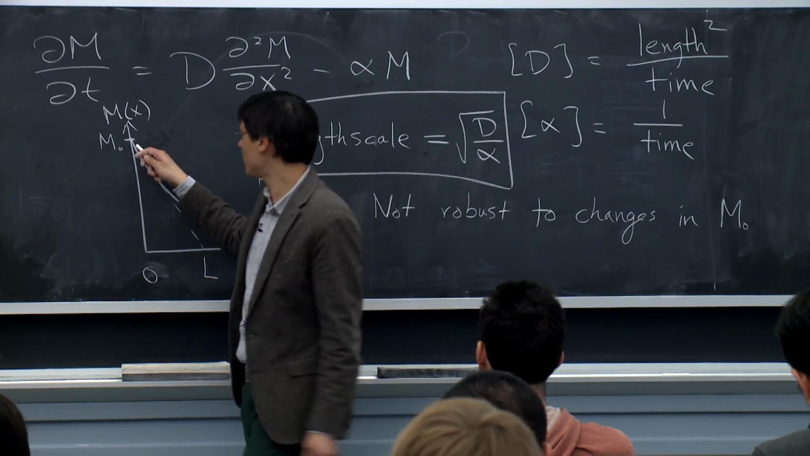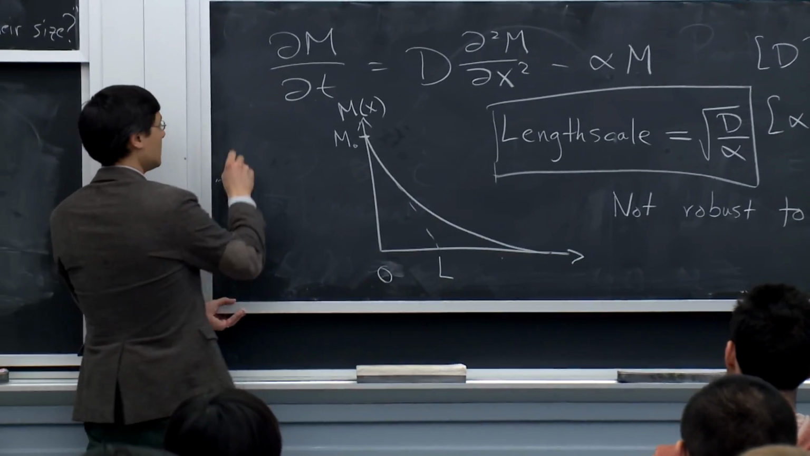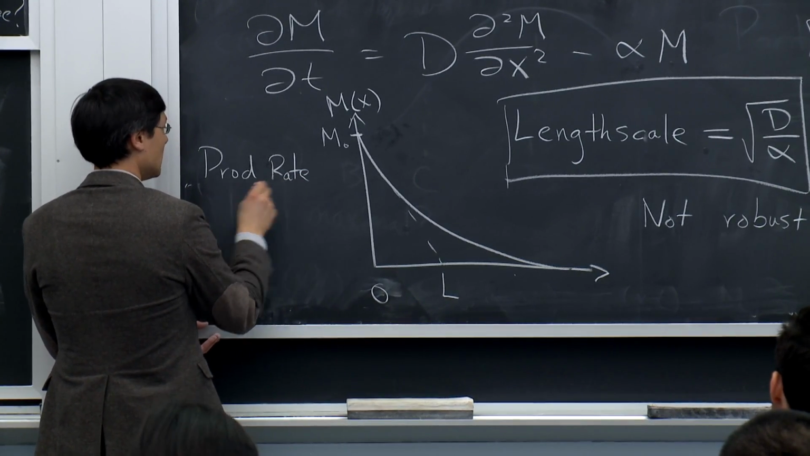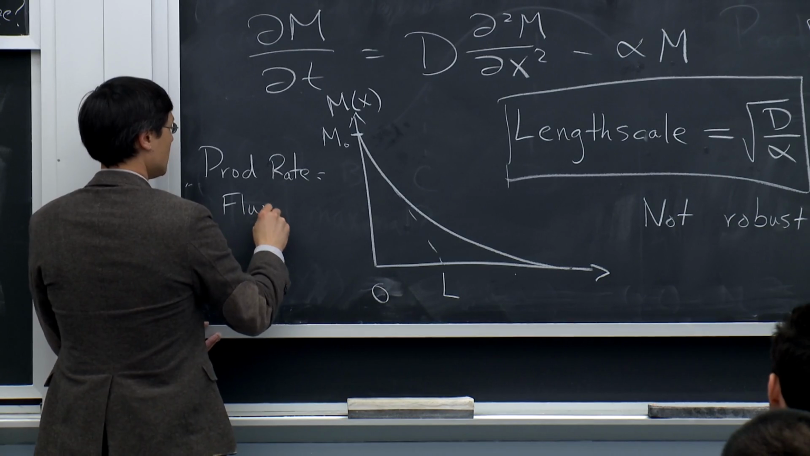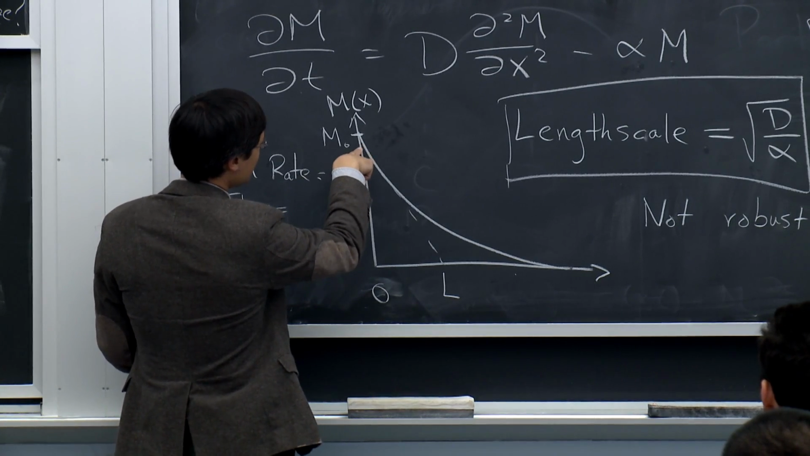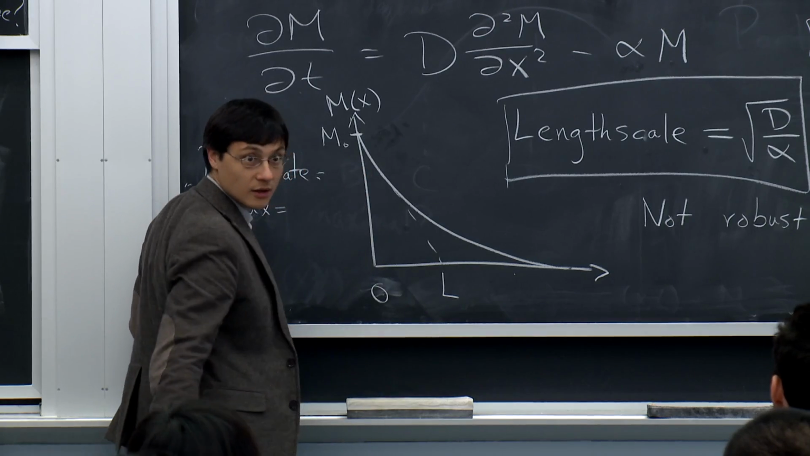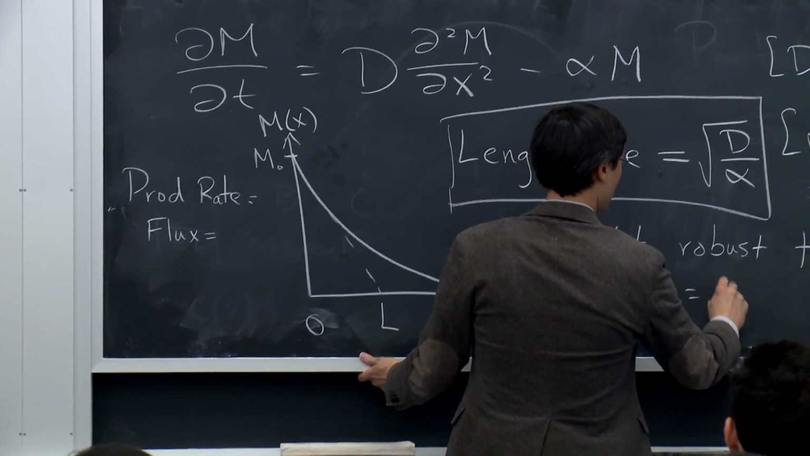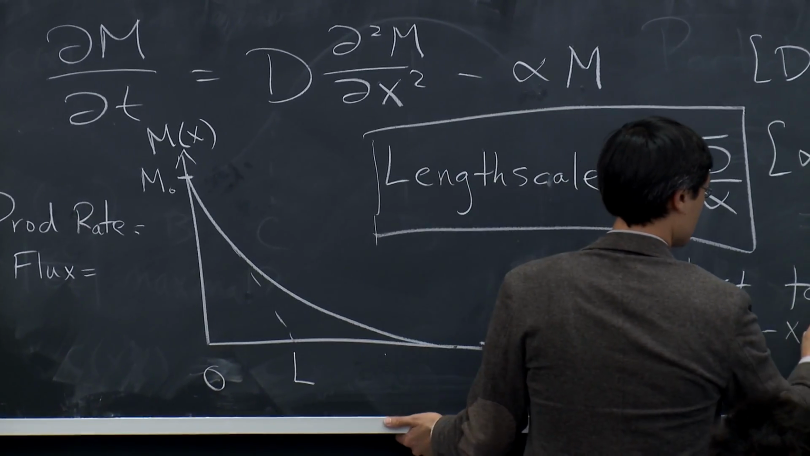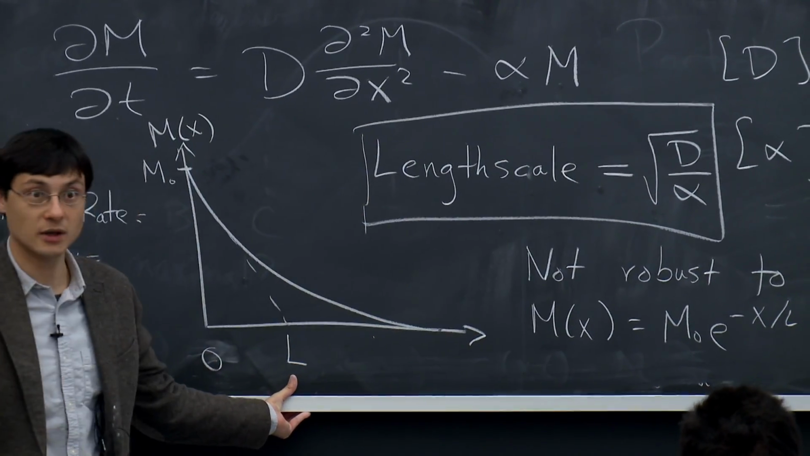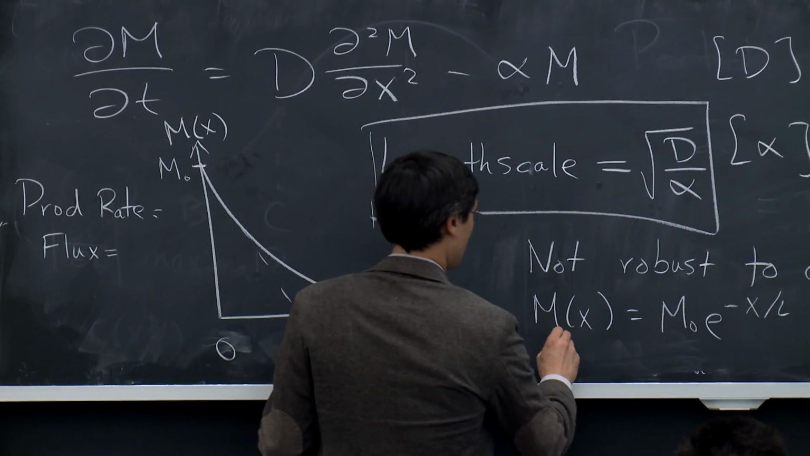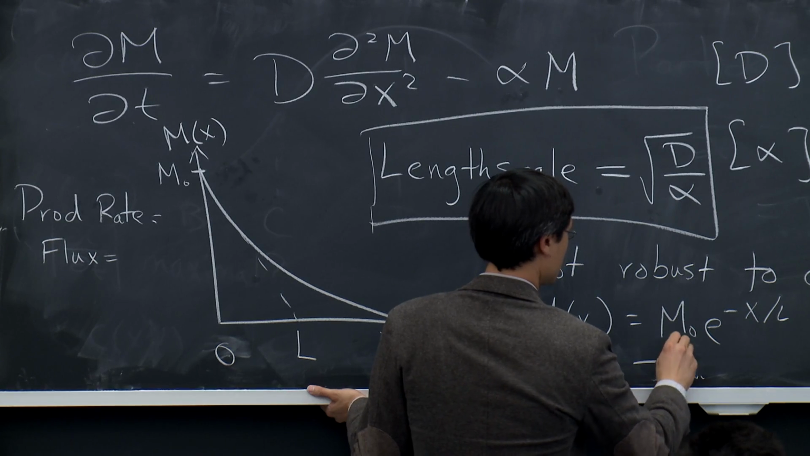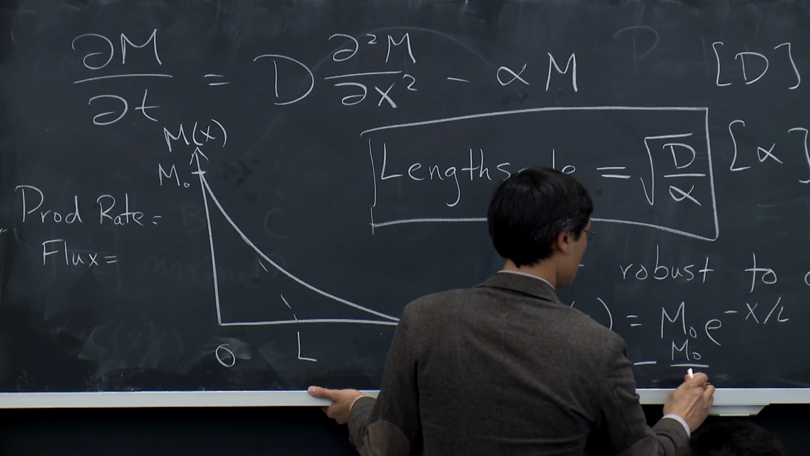So indeed, we can figure out what the production rate is. This is equal to the flux, which is equal to minus D dc dx at that location. So the morphogen profile, m as a function of x, is some m naught e to the minus x over L, where L is given by this characteristic length scale. So if we ask what's dm dx, well, we get a minus m naught over L.